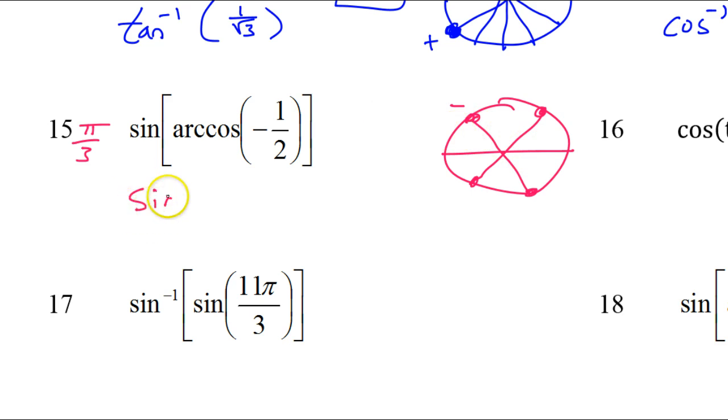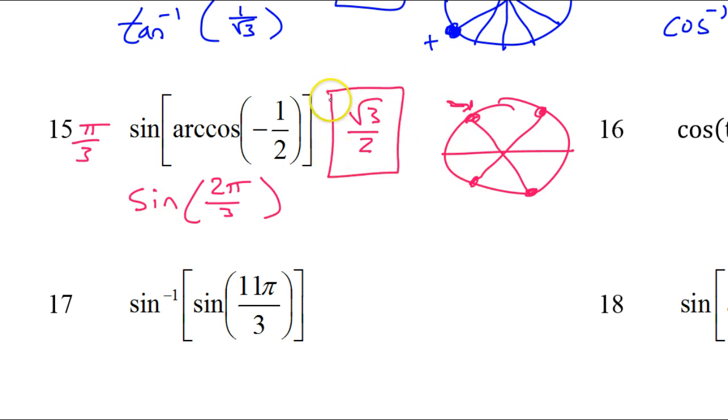So now I have the sine of 2 pi over 3. Well, what's the sine of pi over 3? Sine of pi over 3 is radical 3 over 2. So the only question is, should it be negative? 2 pi over 3, again, is right here. This is where 2 pi over 3 is. Sine is positive here because it's above the x-axis, it's a y value. So the answer is radical 3 over 2.